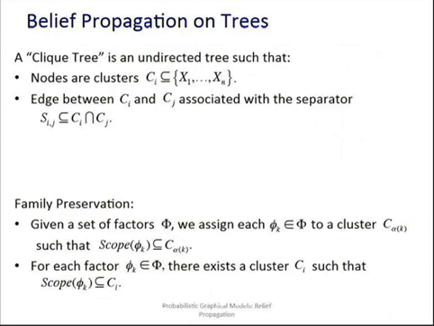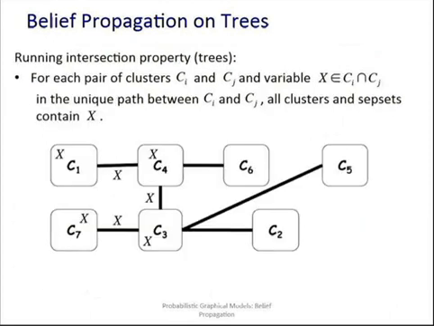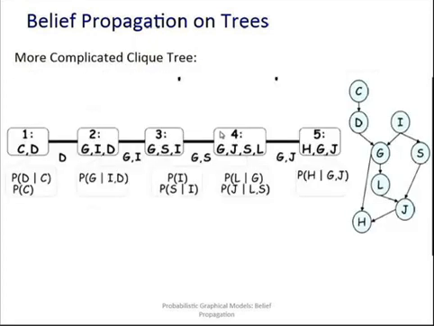And we formalized this, and we talked about more complicated matters. We talked about a couple properties. One was the running intersection property, which said essentially if X appears in one clique and it appears in another, then it had better appear on the separators that connect them. Okay? So that's one property.